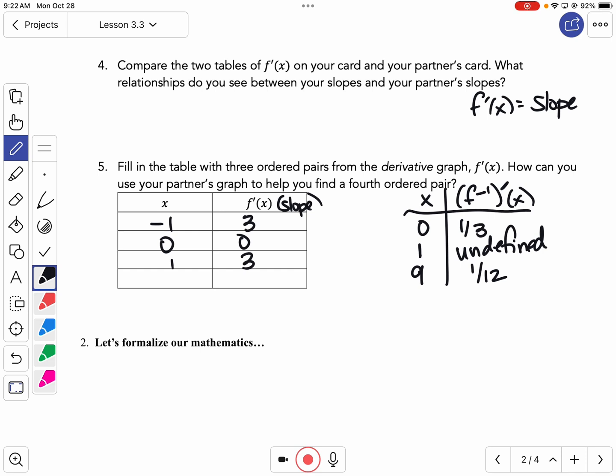Do I have the wrong graph? I don't think so. -1 is 0, 0, 1, 1, 0. Yep, I got the right graph. Okay, so let's just take a second and look at these values, see if there's anything we notice.